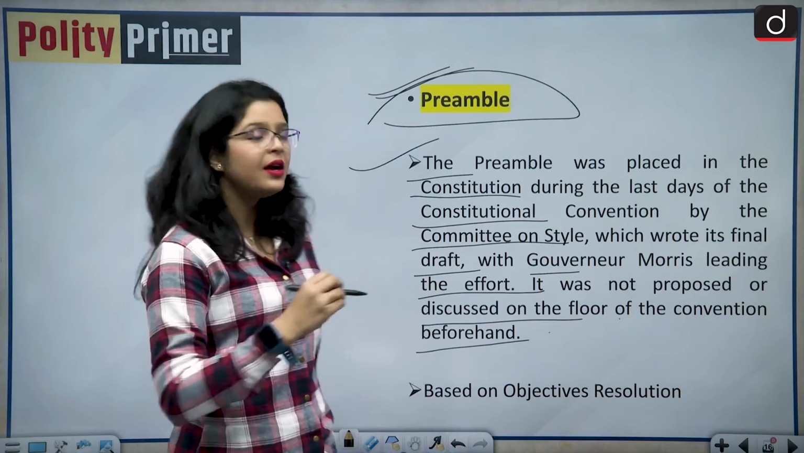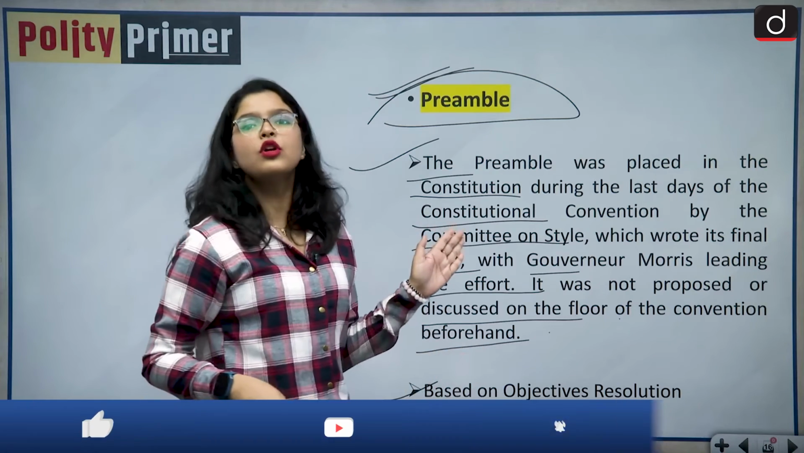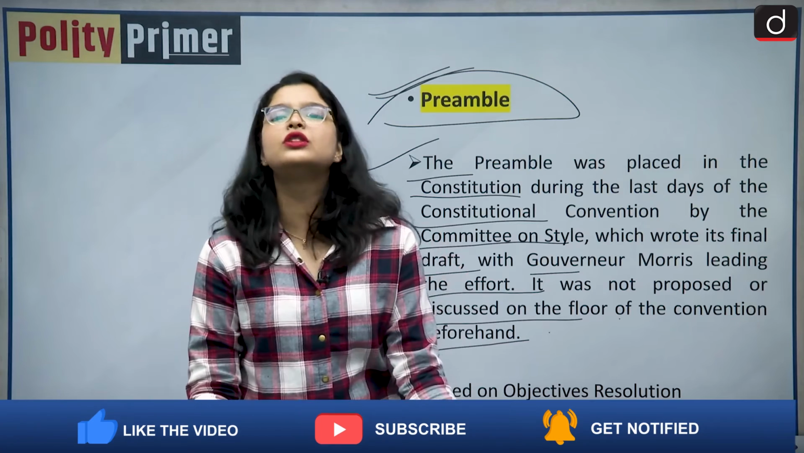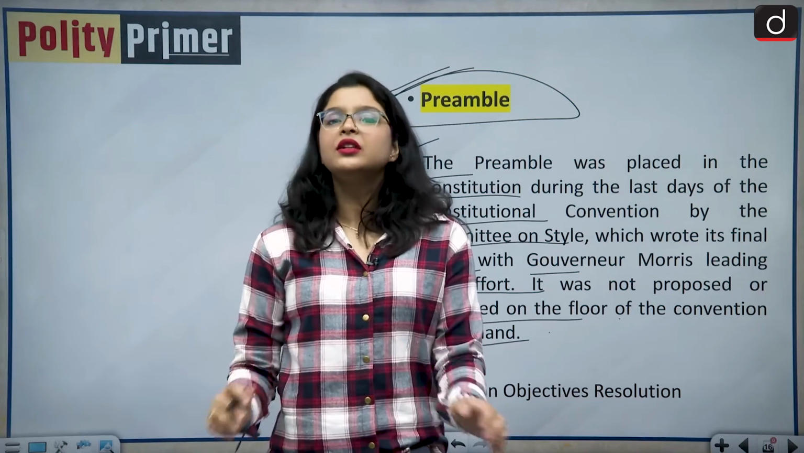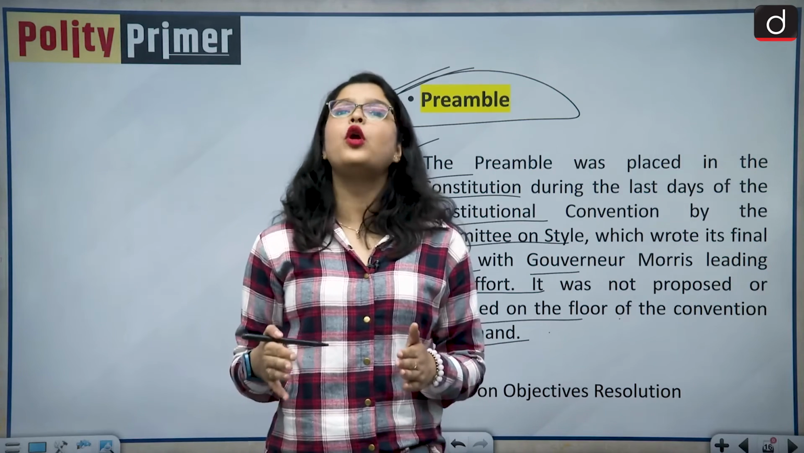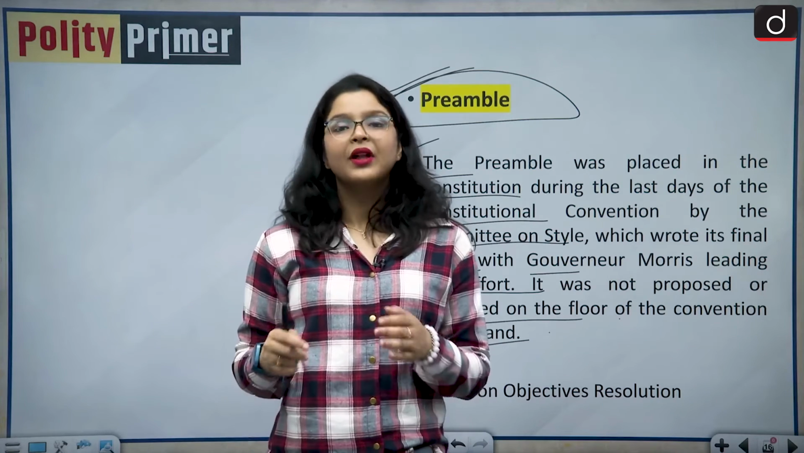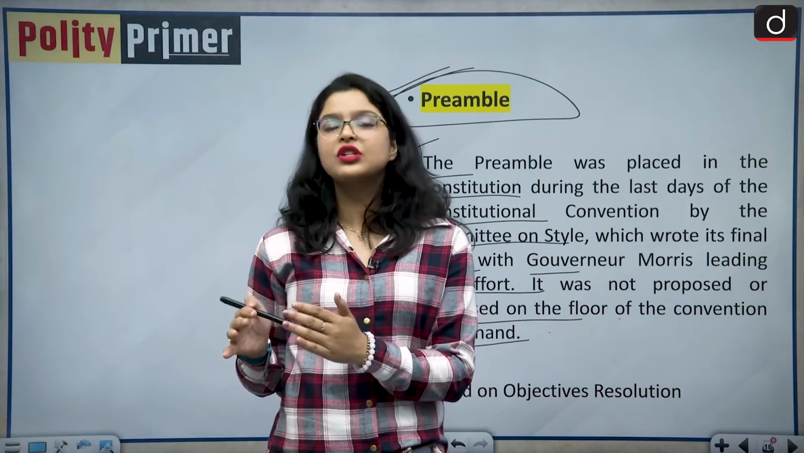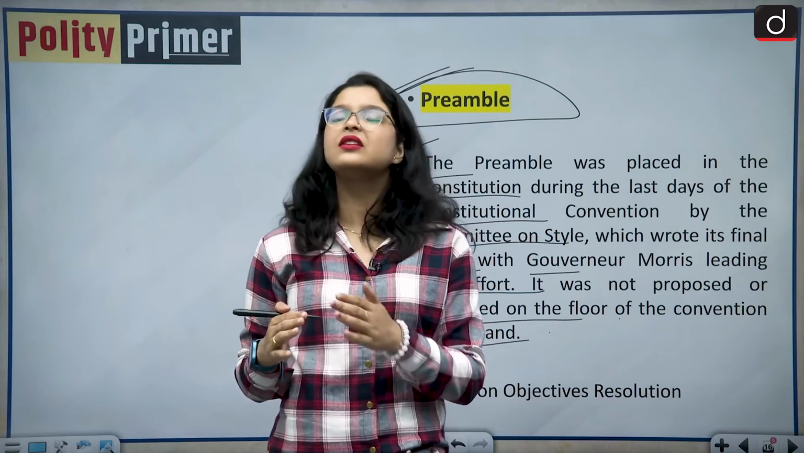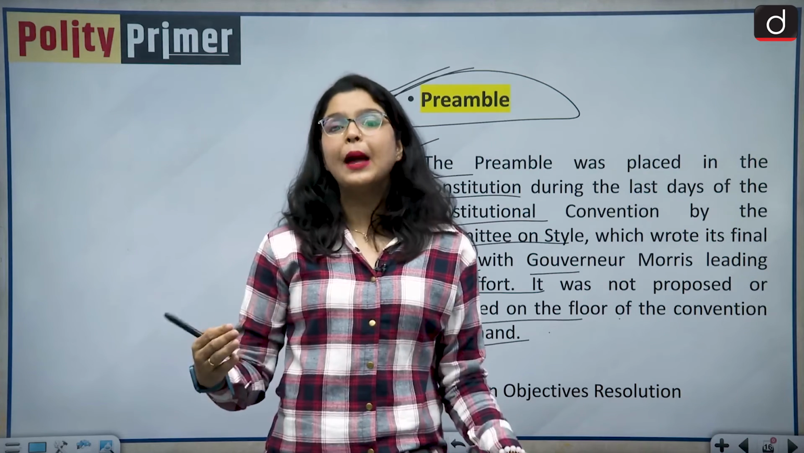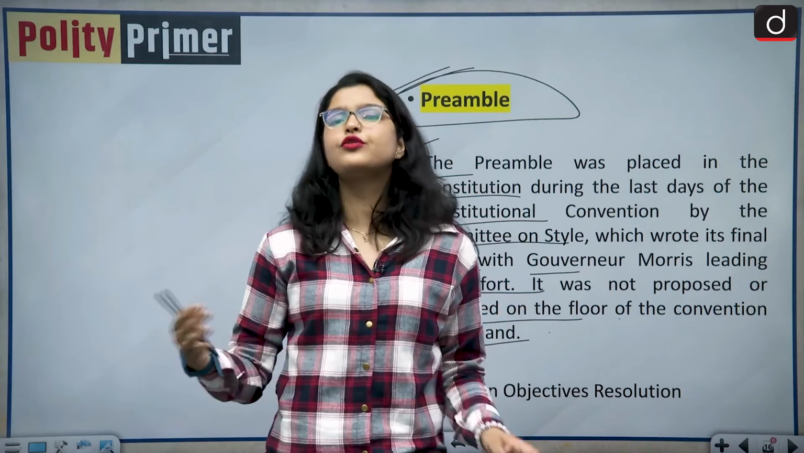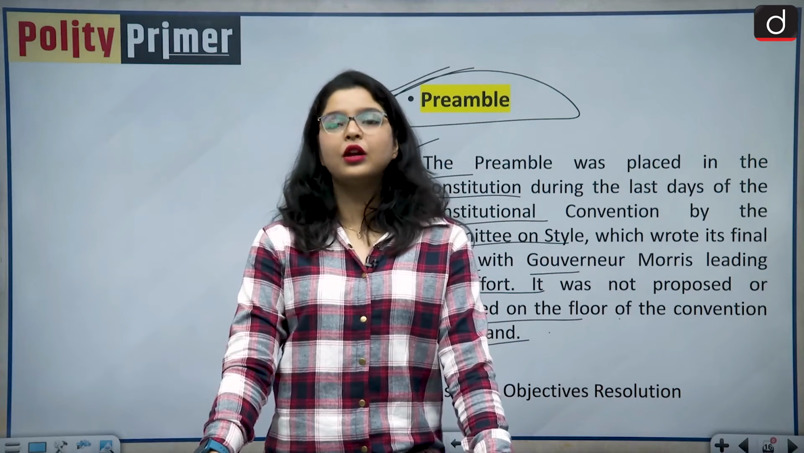The preamble was added as a part of the Constitution after a last-moment discussion, and it is based on the objective resolution provided by our first Prime Minister of India, Pandit Jawaharlal Nehru. So the preamble, though an important part of our Indian Constitution, was never part of the original Constitution. But this is also a salient feature of our Indian Constitution, that we have a unique preamble for ourselves. This is what distinguishes our Indian Constitution from various other constitutions around the world.